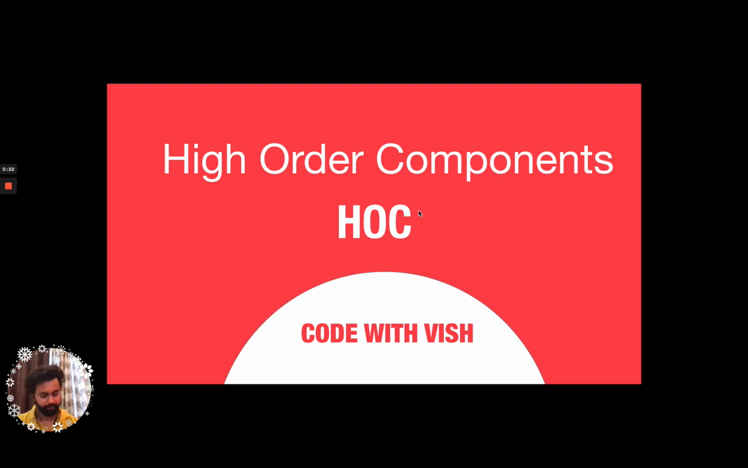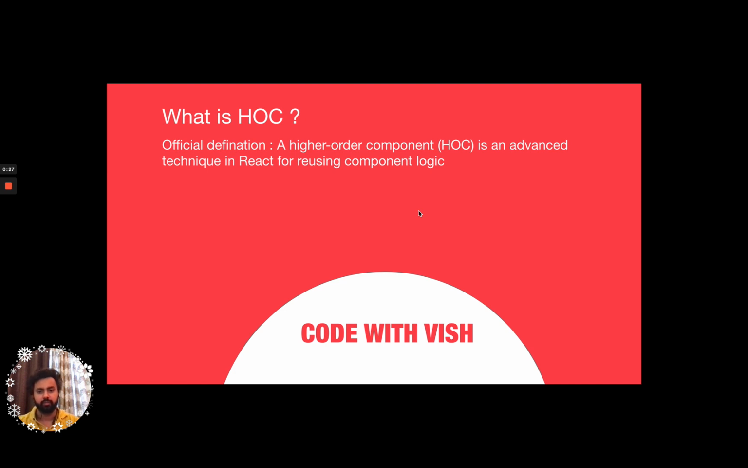So let's start. What is a higher order component first of all? The official definition is: a higher-order component (HOC) is an advanced technique in React for reusing component logic. So the first thing I want to tell you is that this isn't a part of the React API. Yes. A higher-order component is a type of pattern which is followed to gain reusability of the component. It isn't part of the React API, right?